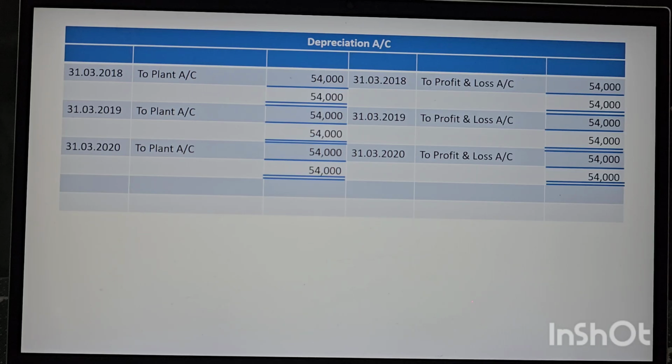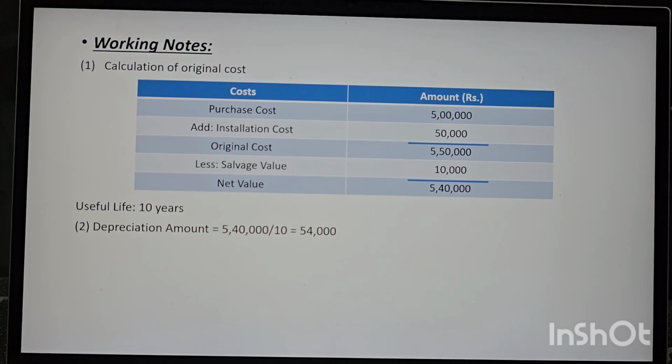And if we start with the sum, first of all we will go with the plant account and the depreciation account, but first let's look into the working notes of this sum. We need to prepare a working note to calculate the amount of depreciation, the total capitalized amount of the asset, the total net value of the asset, the rate of depreciation, and all those details. So we are doing this working note over here.